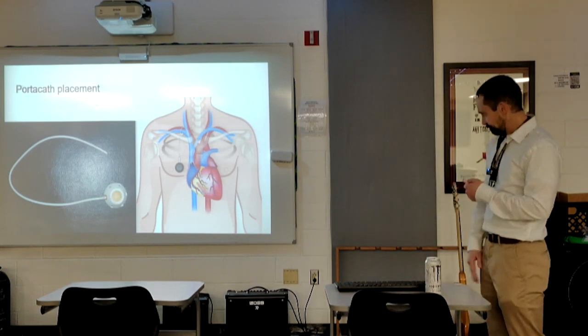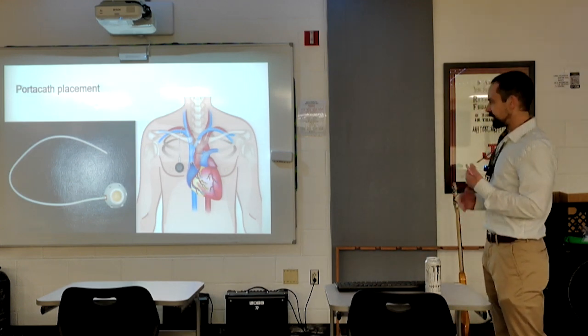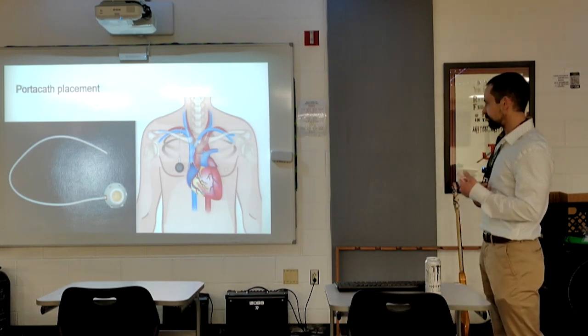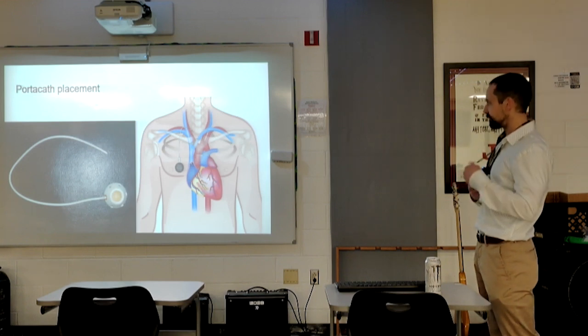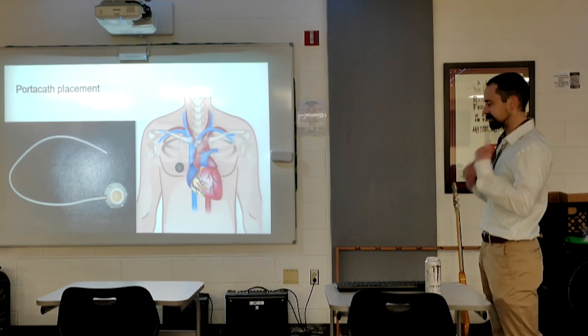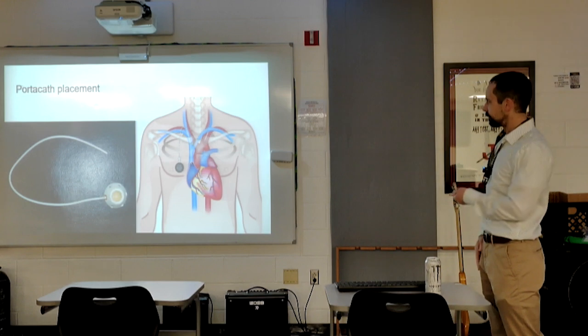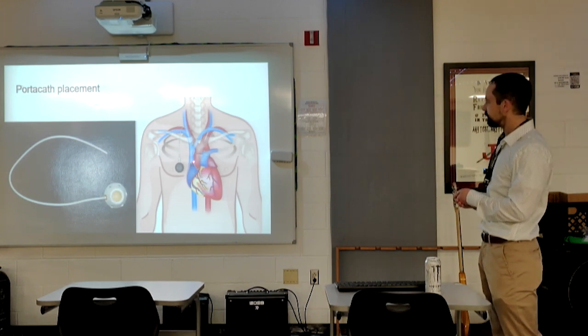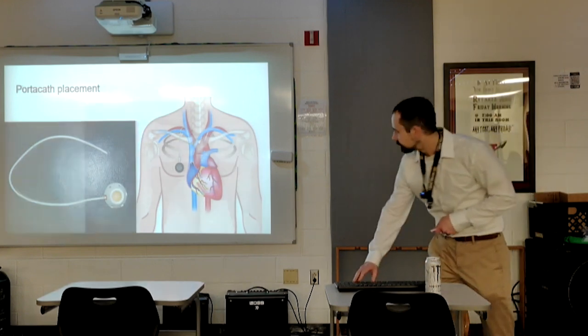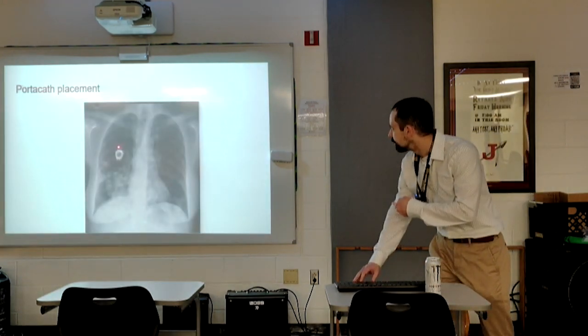They put lines in. This is a portacath, for somebody who needs chemotherapy or other medication treatments frequently, so they don't have to keep putting lines in. They'll get a portacath placed, and it's kind of tunneled. It's underneath the skin. It goes in various places: subclavian vein, jugular vein, down to the chest. There's an example of one that's been placed.